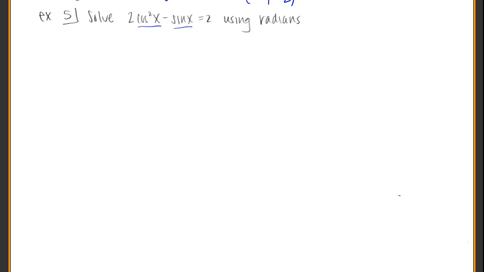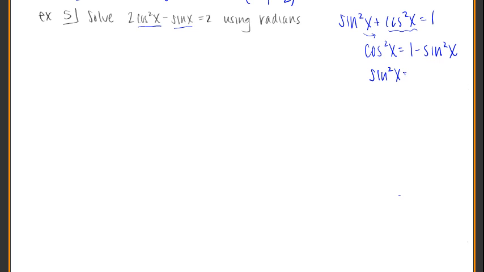The one identity that I think I'm going to pull from is sine squared x plus cosine squared x equals 1. So I can replace cosine squared x with 1 minus sine squared x, just moving the sine over here. Or the other way around, I can replace sine squared x with 1 minus cosine squared x.